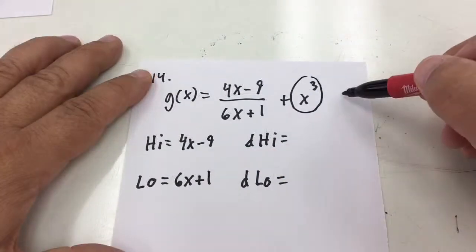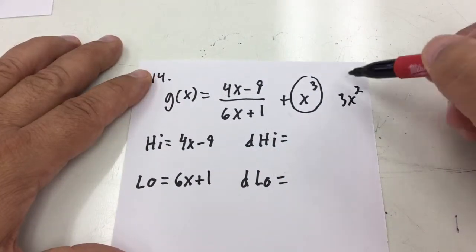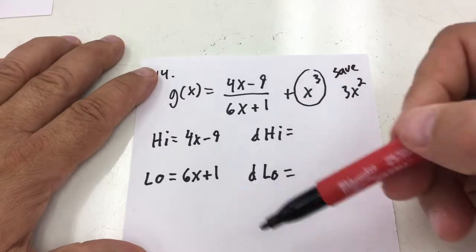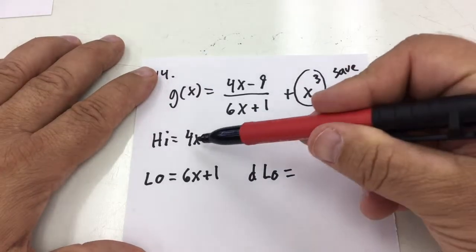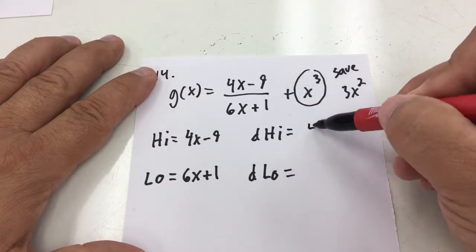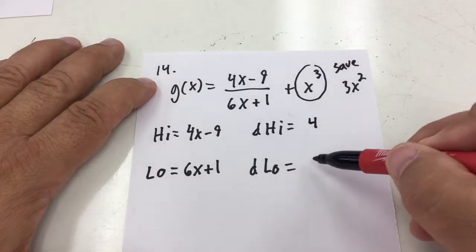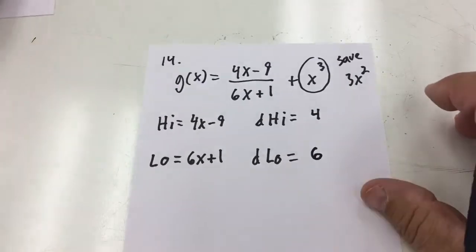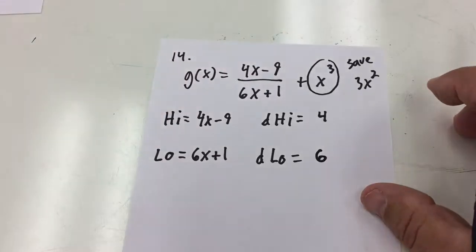Take the derivative of this, and the back end of my answer is going to be 3x squared. So I have to save that for later. Notice I have the high value is 4x minus 9. The low value is 6x plus 1. Now I have to take the derivative of the high. The d high is going to equal just 4. The d low is going to just equal 6. And I'm going to implement the quotient rule. Low d high less high d low.